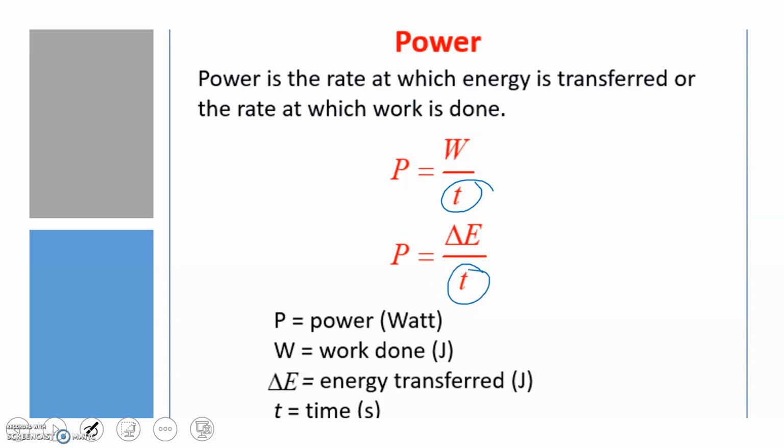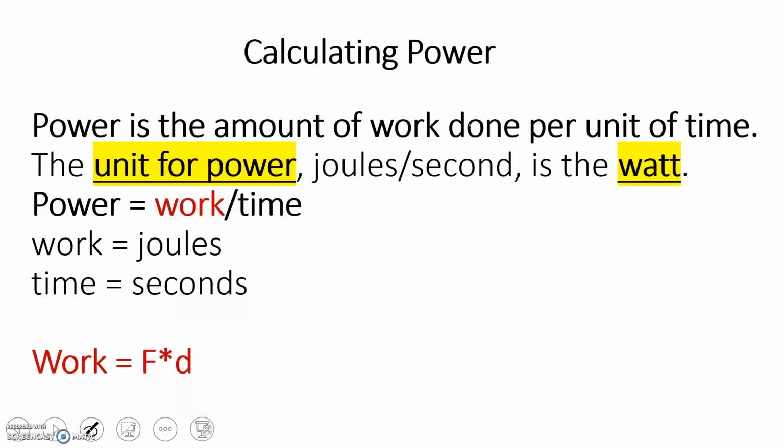Power depends on time. So how fast are you completing work? How fast is energy being transferred? So this is an equation that we'll probably be using the entire time: P equals the work divided by the time. So how fast are you completing the work divided by how long it takes you, the time. Power is the amount of work done per unit of time.